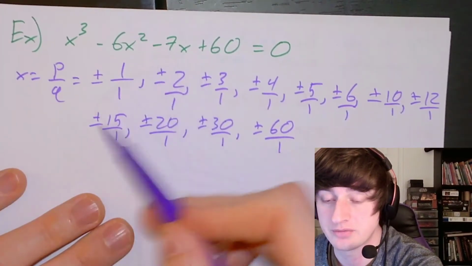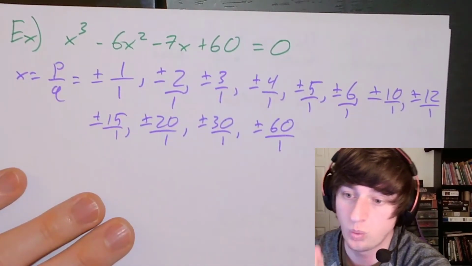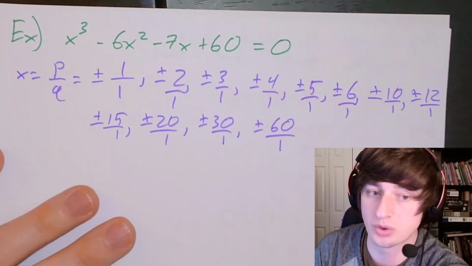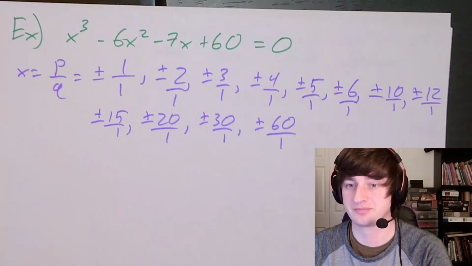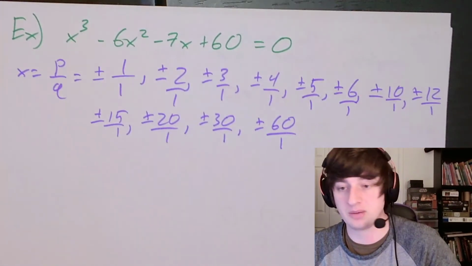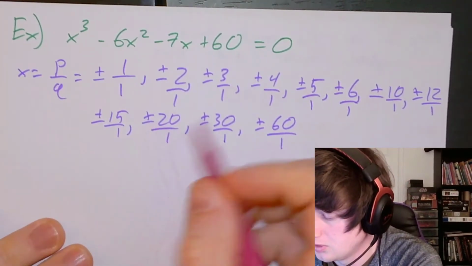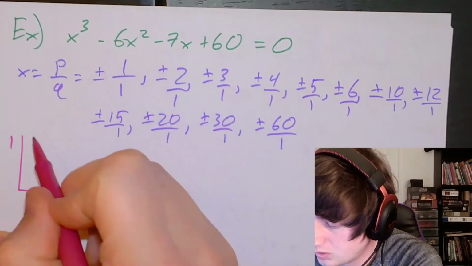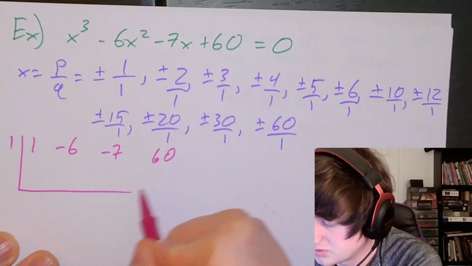Now this is a lot of numbers. There's a lot of synthetic division problems to check. But remember, you only have to find one, and then you can switch to quadratic factoring. Or you can just go through all of them using synthetic division if you want. I'm not going to do that. That's too many synthetic division problems. So we're just going to start with 1. 1 into 1, negative 6, negative 7, and 60.